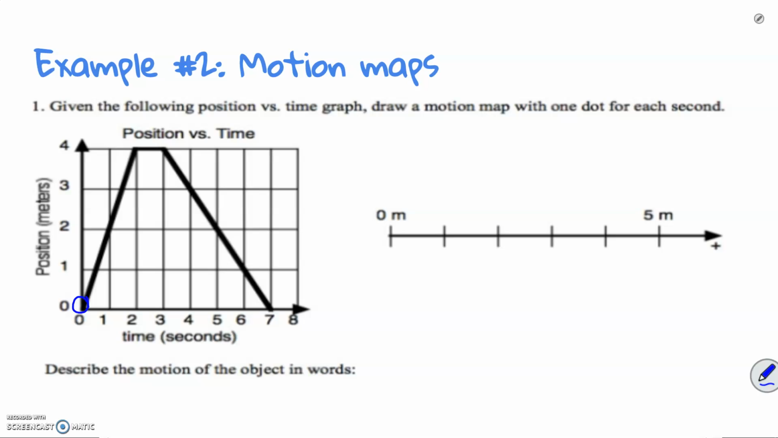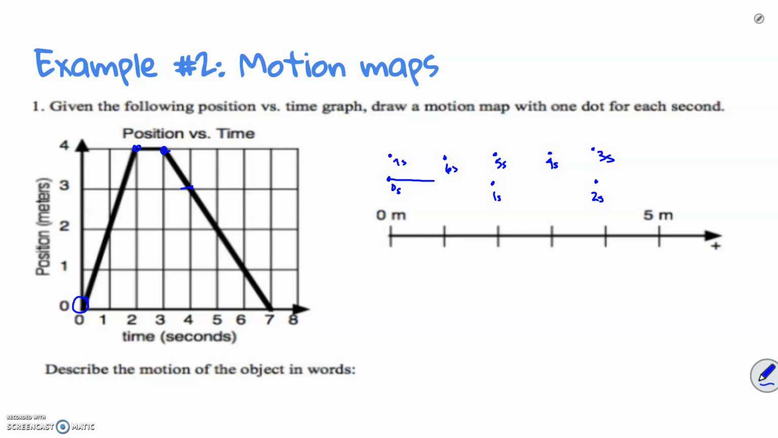We start with the starting position. You are at 0 meters at 0 seconds. At 1 second, you are at 2 meters. At 2 seconds, you are at 4 meters. At 3 seconds, right here, you're still at 4 meters. At 4 seconds, you can just read these right off the graph, you are at 3 meters. At 5 seconds, you are at 2 meters. At 6 seconds, you are at 1 meter. At 7, you are at 0 meters.